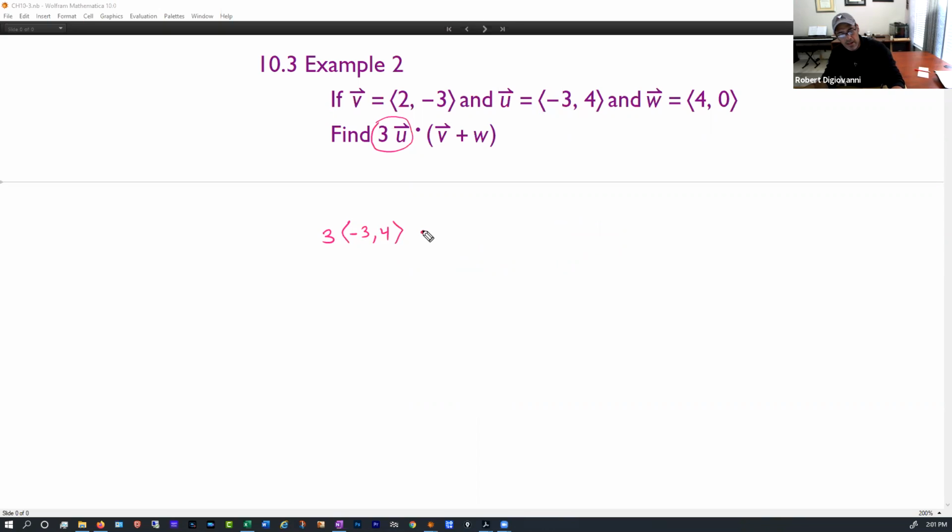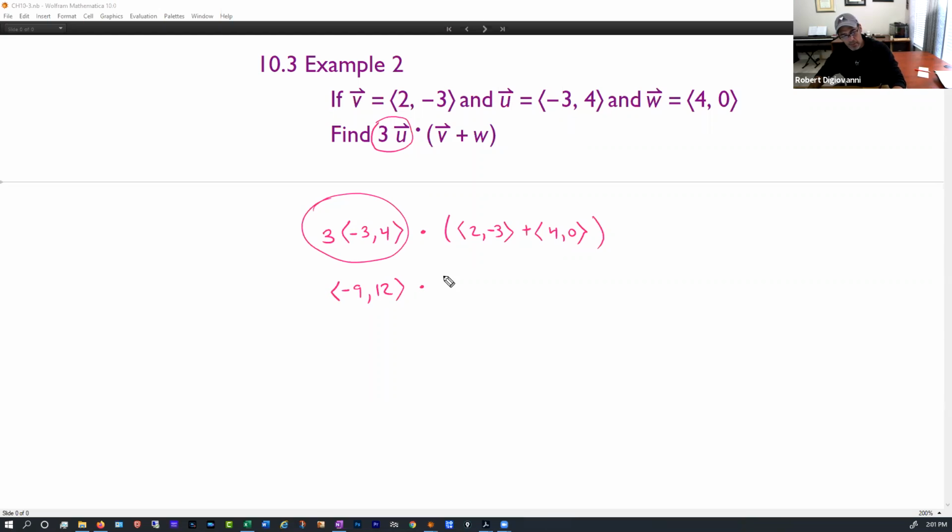Now I will be dotting that with the vector v, which is the vector 2, -3, added to w, which is the vector 4, 0. Okay, so that's just me rewriting the whole problem. Now, this right here is scalar multiplication. The 3 just goes to each component. So this becomes the vector -9, 12. Are we all good with that?